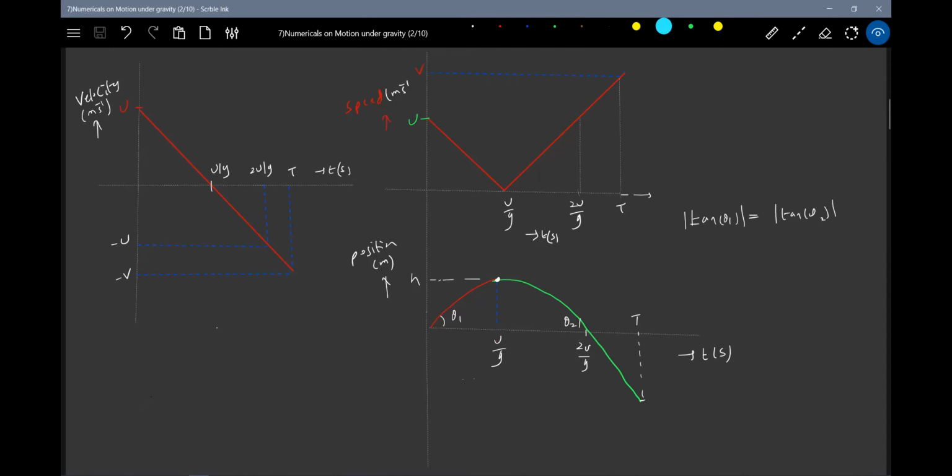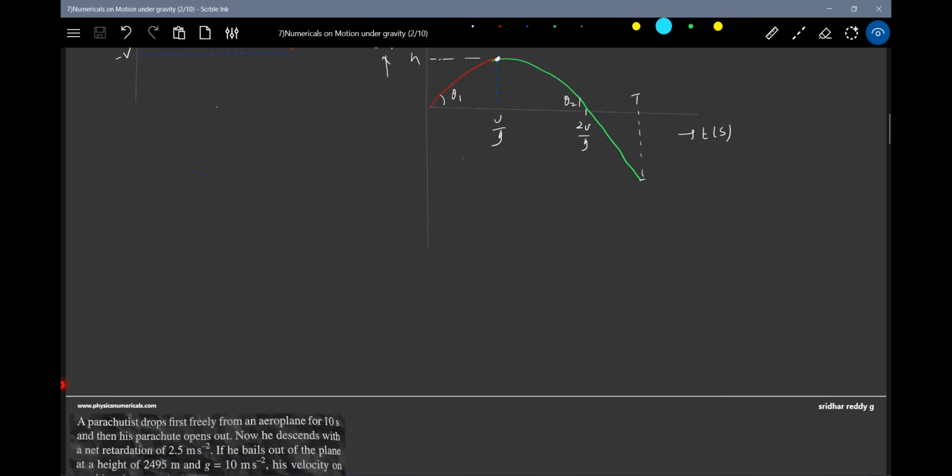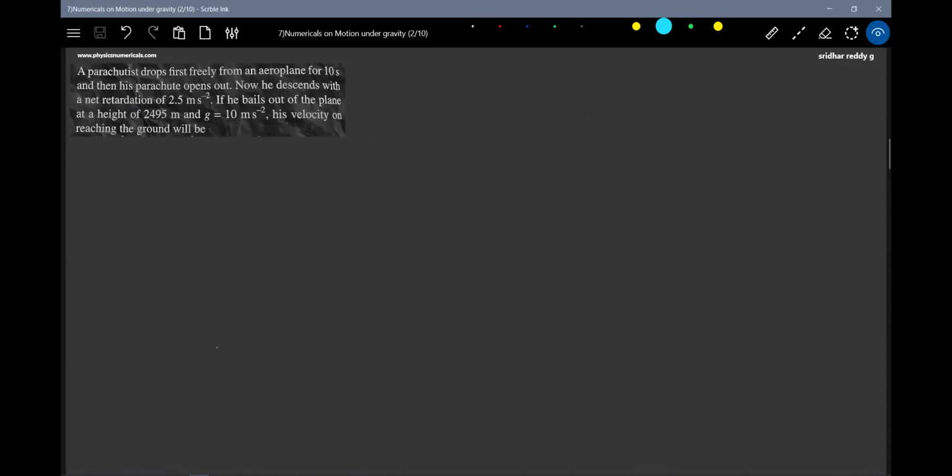Okay, that's all the basic ideas related to a body projected from a tower of height h. Let's take some numericals. A parachutist drops first freely from an aeroplane for 10 seconds and then his parachute opens out. Now he descends with a net retardation of 2.5 meters per second square. If he bails out of the plane at a height and g equal to, his velocity on reaching the ground will be.